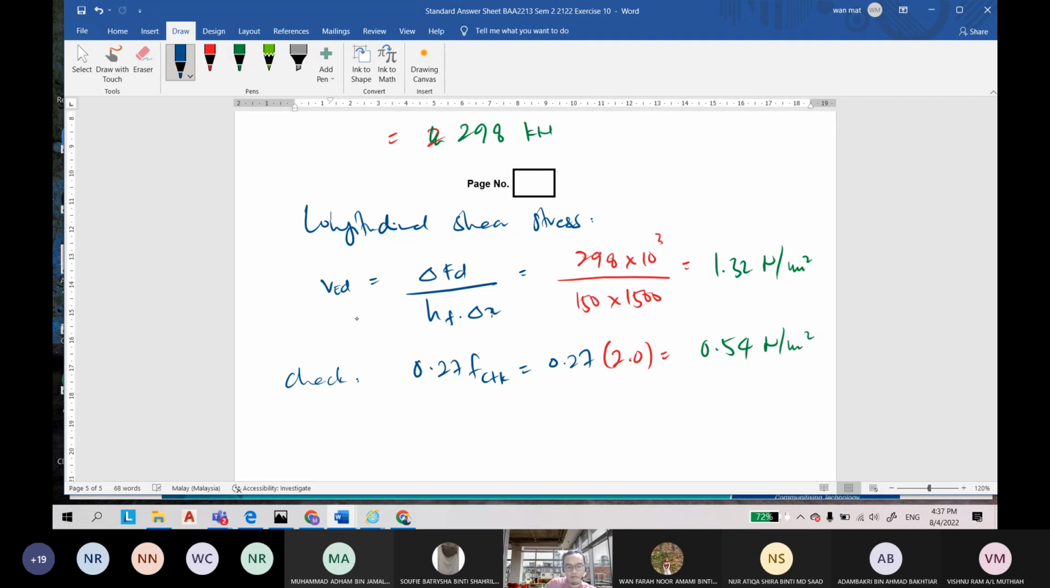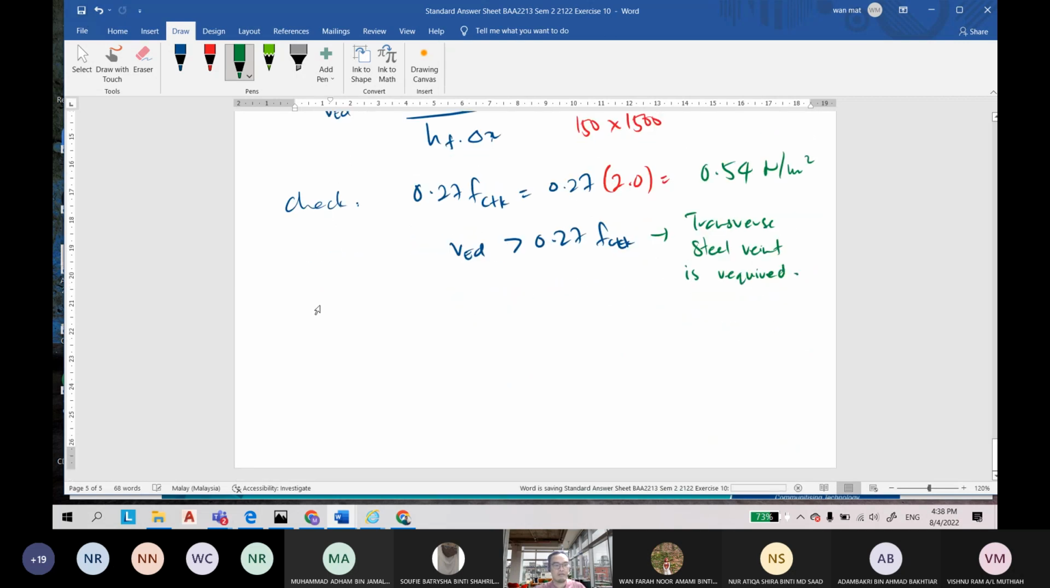Therefore, vEd is greater than 0.27 fctk. So transverse steel reinforcement is required.